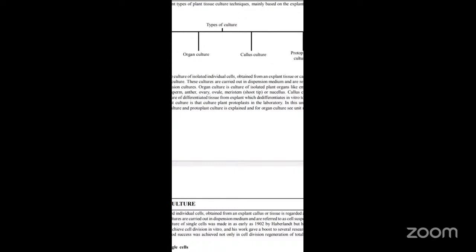There are two types of suspension culture: one is the batch culture, another one is the continuous culture. The batch culture is grown in a fixed volume of nutrient culture medium. In this culture, the cell division and growth, with the increase in biomass, occur until one factor in the culture environment becomes limiting.